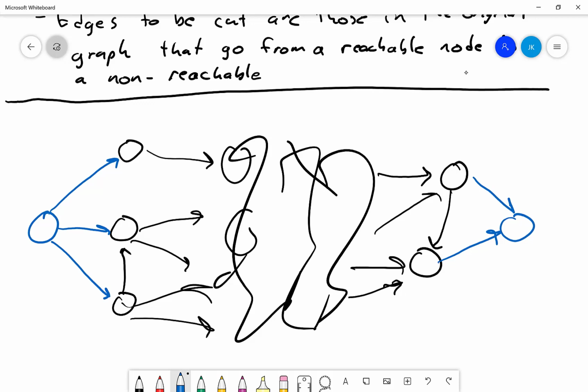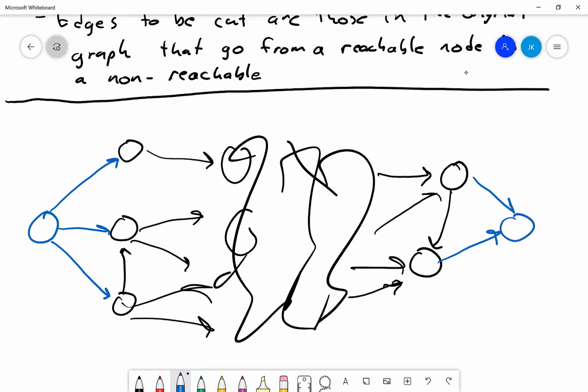So if you ever have multiple sources and multiple sinks, you just introduce 2 extra nodes, your super source and your super sink, and connect up the graph that way, and now you have a standard max flow problem. All of your remaining process works exactly the same as you would have otherwise.